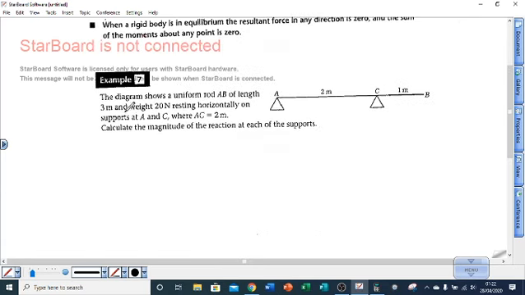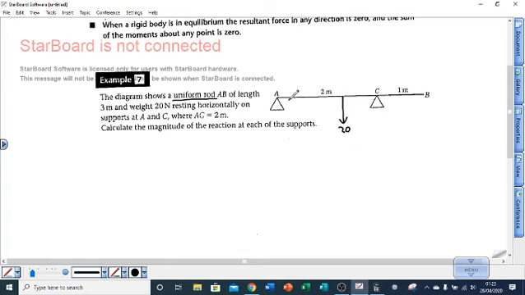Right, going on to this question. It says the diagram shows a uniform rod. So when it says uniform, it means its weight is evenly distributed throughout the beam. So its weight is acting right at the center. So it's a uniform rod, so that will mean that it has got mass. And you can see it's a 3 meter length and its weight is 20 newtons. So I don't need to put 20 g. It acts right at the center. So it's a 3 meter rod, 1.5 is about there, and it's acting down there at 20 newtons.